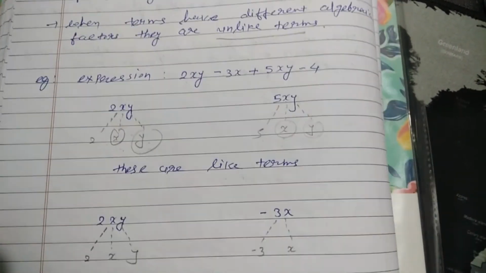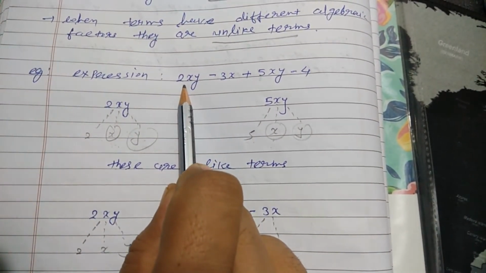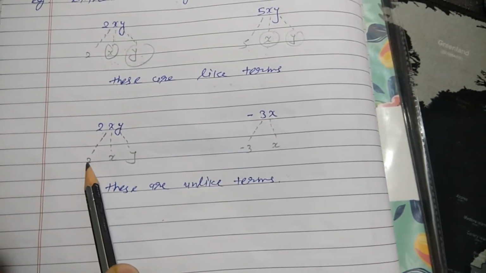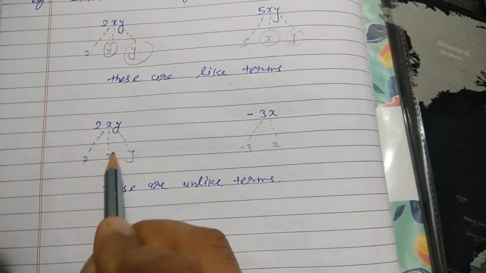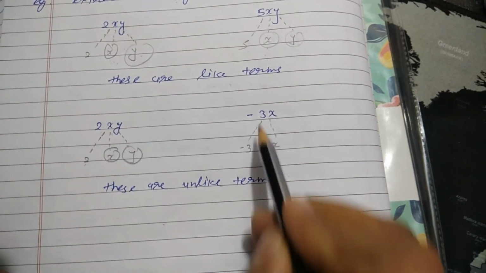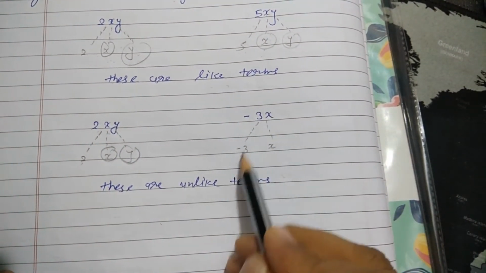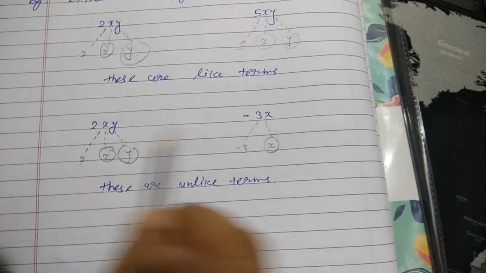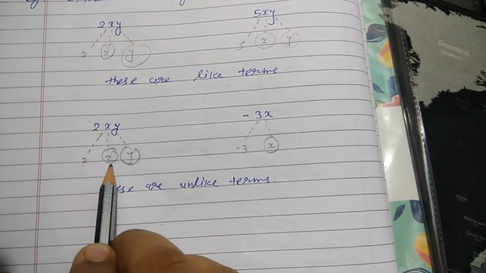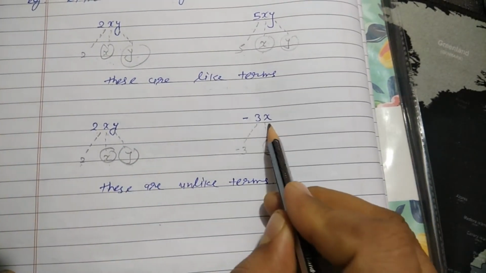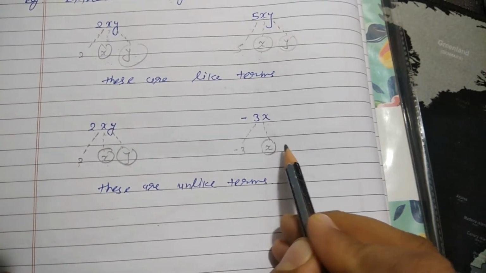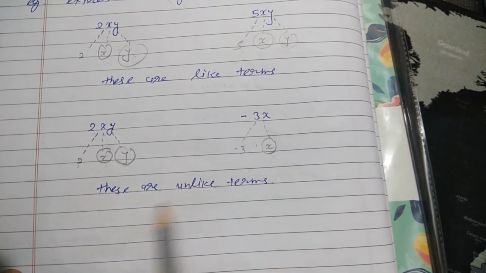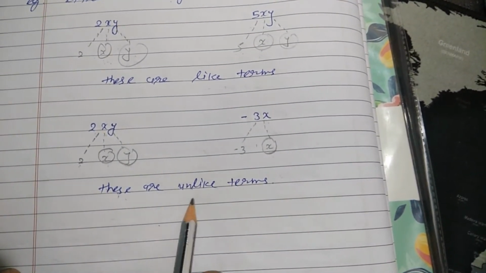Another example, from this expression, if we take these two terms, 2xy and minus 3x. In 2xy, as we have seen earlier, the factors are 2, x and y, and x and y are the algebraic factors for 2xy. Now in minus 3x, the factors are minus 3 and x, and the only algebraic factor is x. So when we compare these two terms, 2xy has algebraic factors x and y, and minus 3x has the algebraic factor only x, y is not there. So these two terms do not have the same algebraic factors, and that's why we say these are unlike terms.